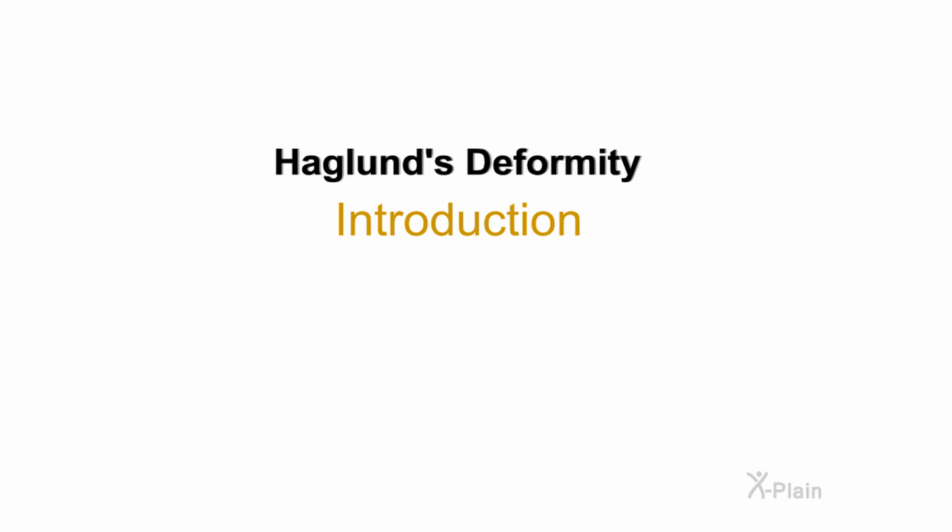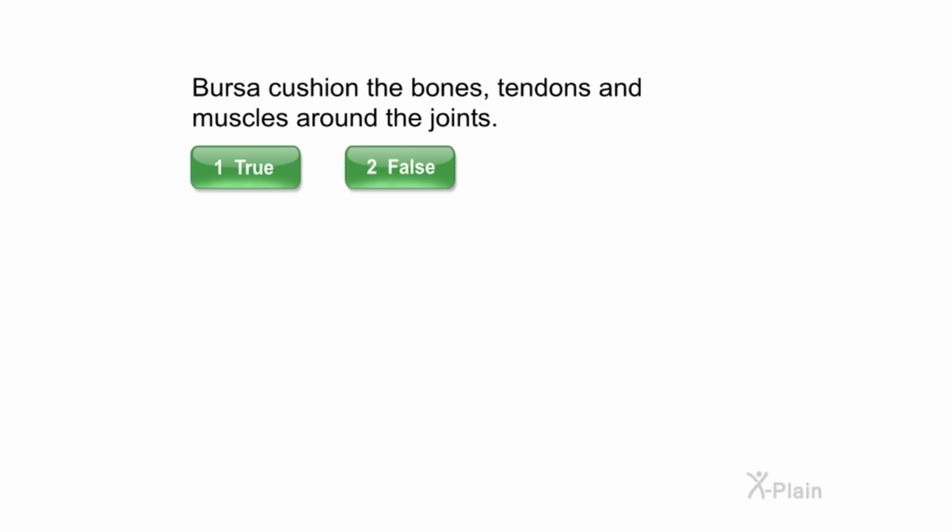Haglund's Deformity. Introduction. Bursa cushion the bones, tendons, and muscles around the joints. Select true or false.